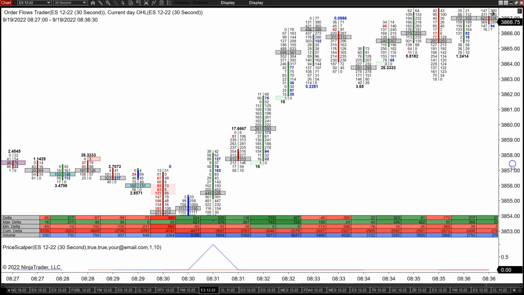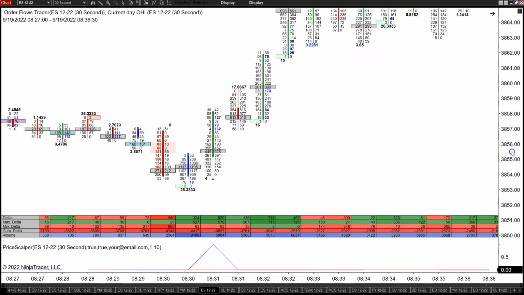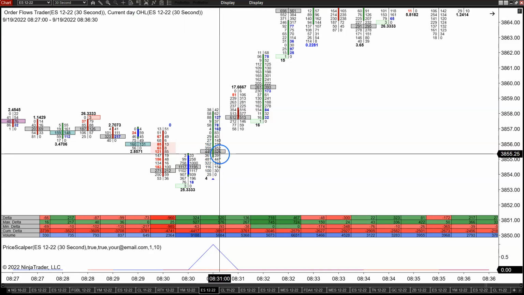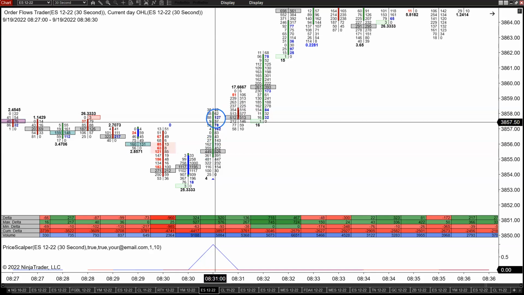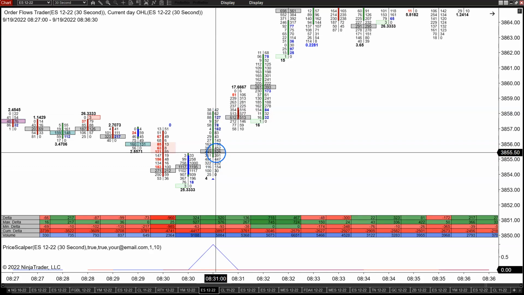So all you're really doing to calculate the point of control is looking at the volume that was traded on the bid. So for example, at 38.55, there was 449 on the bid, 526 on the offer, right? You add that up, 449 plus 526 gives you 975. It's the most volume at any price level in the bar.